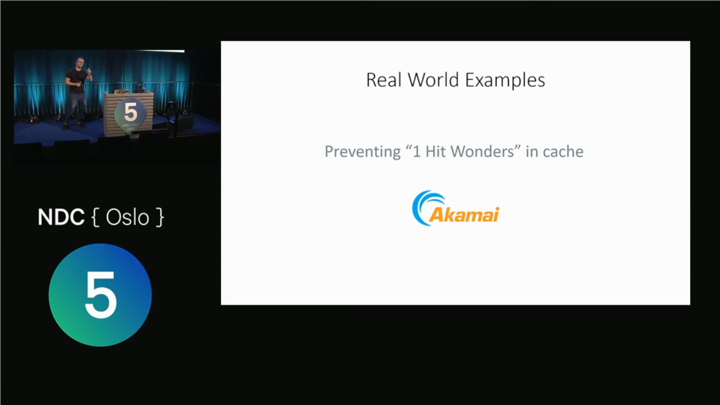That item went into the cache, and it could have not gone into the cache because it was a one-hit wonder. It's only been requested once. It goes into the cache, and it sits there till it expires, and it's doing nothing except waste space in the cache. So Akamai were like, hey, we can put a Bloom filter in front of this.